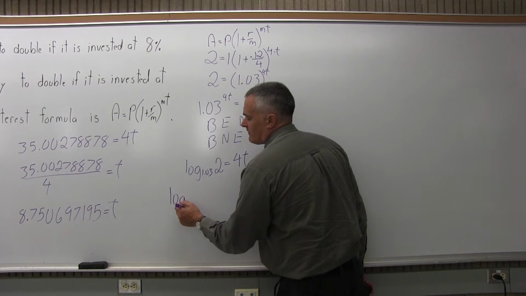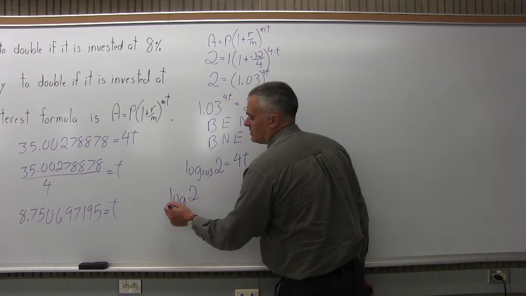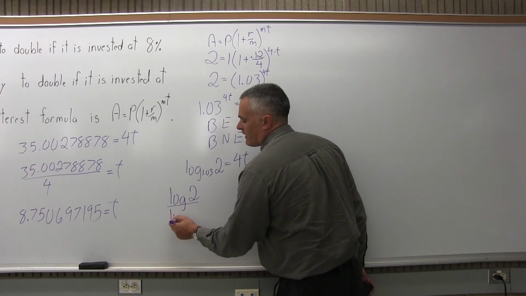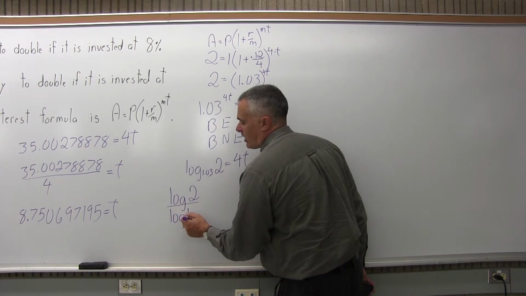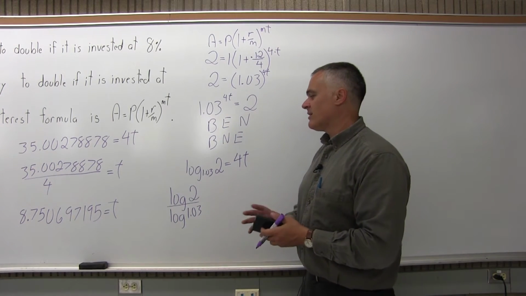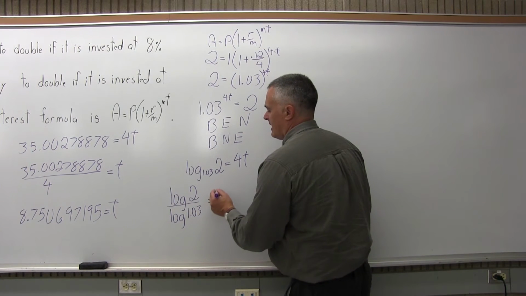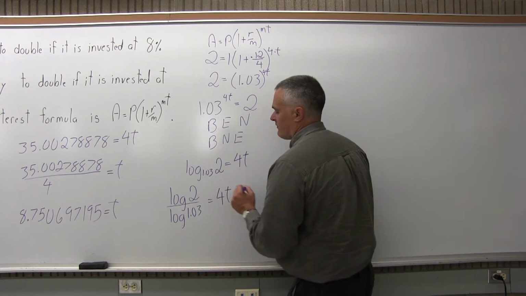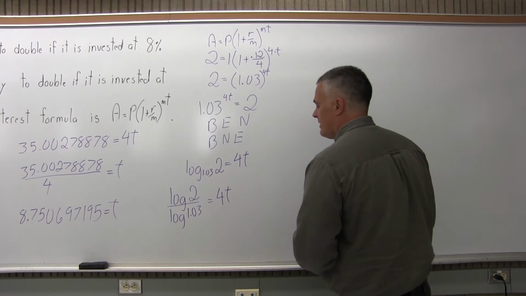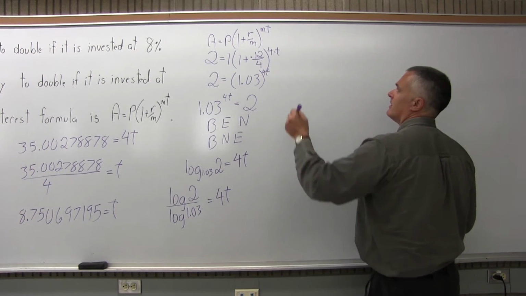So common log of the number is common log of 2. That's going to be in the numerator. And underneath is common log of the base. So I'll have common log of 1.03. Again, common log is log base 10, and that's something your calculator will do for you. And on the right side of the equal sign, I have 4t. So let me move up here a little bit.